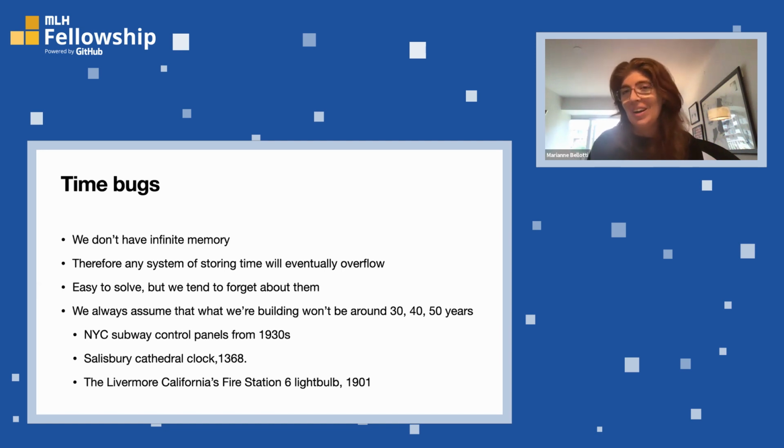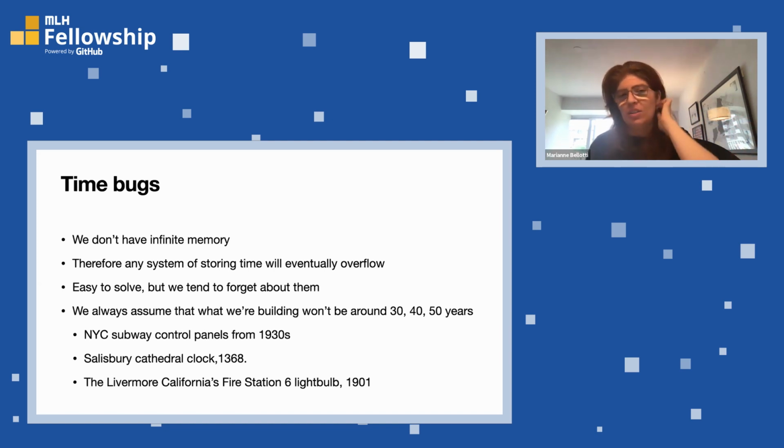Think about what you're building right now, and now think of it existing in this world 30 years from now. How likely do you think that is to happen? No one ever thinks that it's going to happen, but it's actually not that unusual for technology to stick around for a long period of time. So these are 3 very, very extreme examples of that.